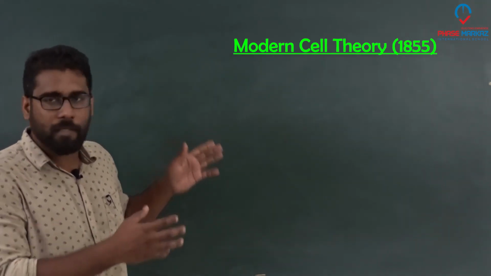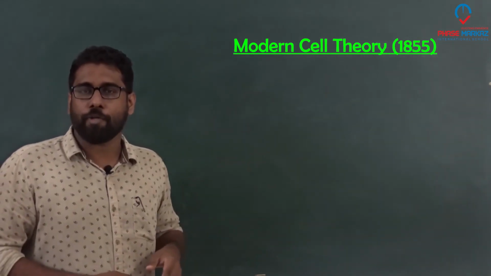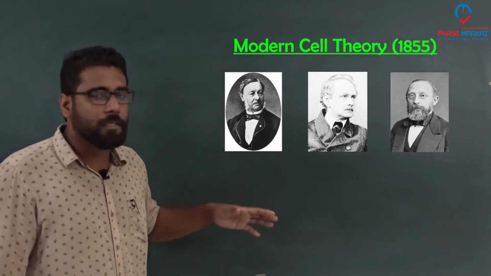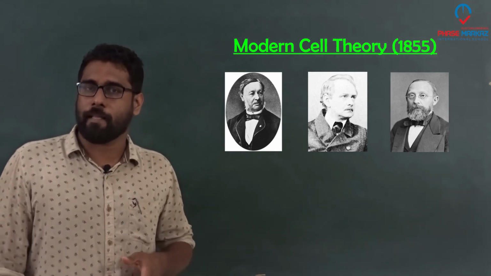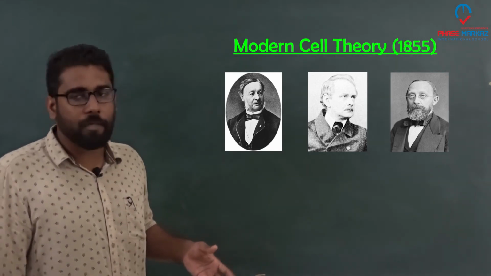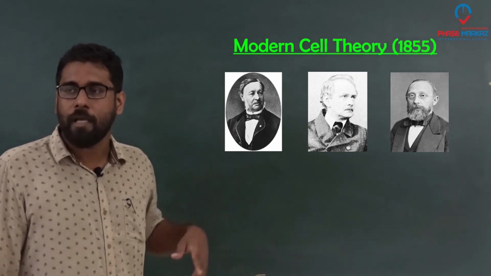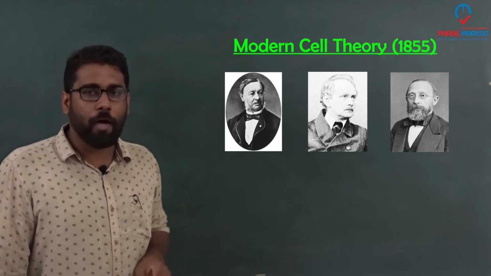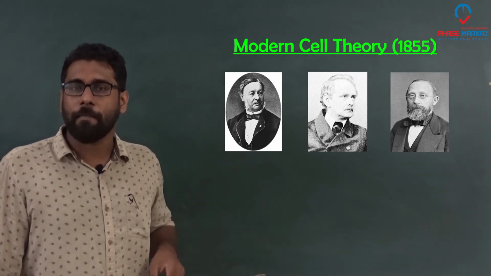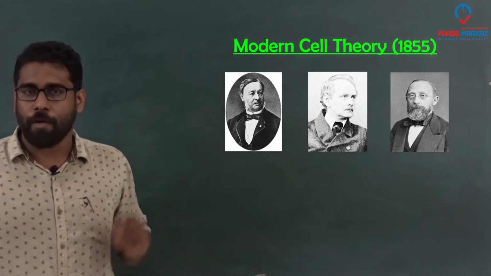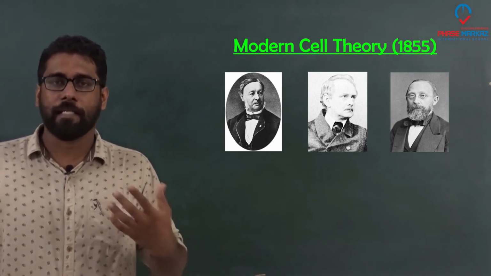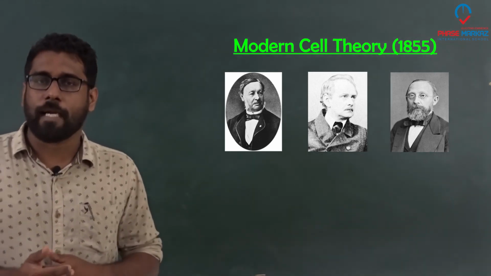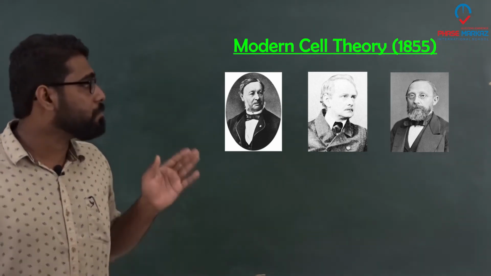There are three important scientists who propose the cell theory: Theodor Schwann, Matthew Schleiden, and Rudolf Virchow. These three scientists together proposed the modern cell theory. Do you know who proposed the old cell theory? Two persons, in 1838 and 1839: Matthew J. Schleiden and Theodor Schwann proposed the first cell theory. Later on, Rudolf Virchow added one more point, called Rudolf Virchow's addition, and all together we call it the modern cell theory.